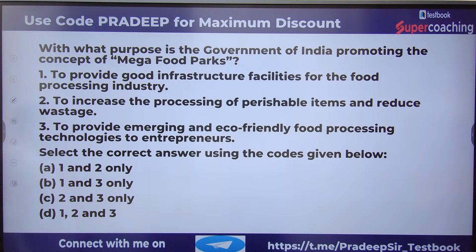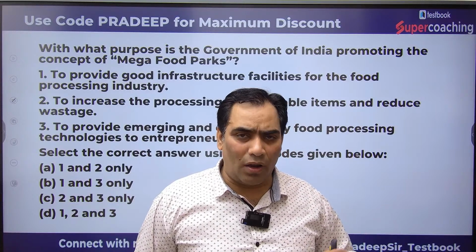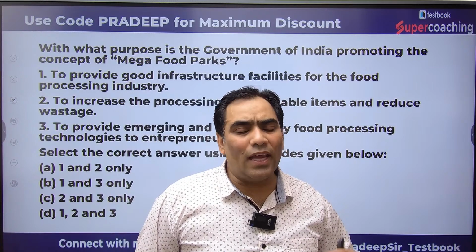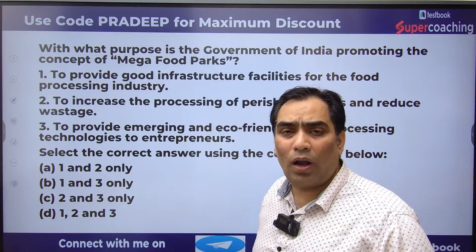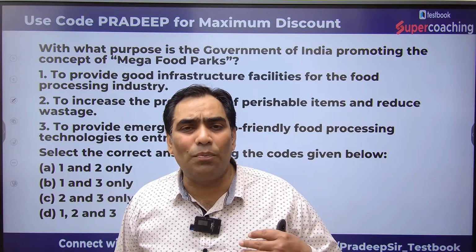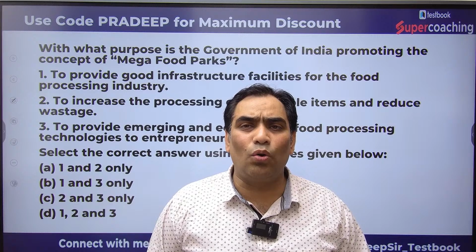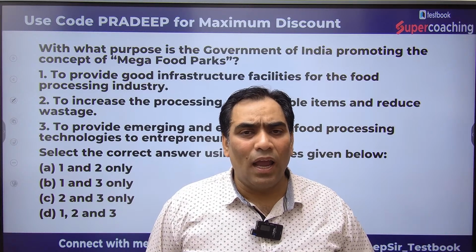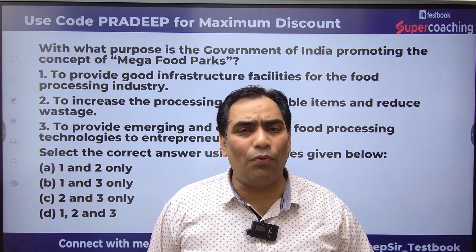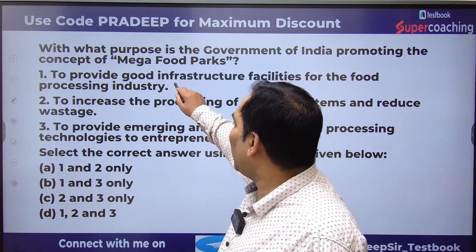Mega food park. In order to increase food processing activity, because it is considered to be a sunrise industry, which means an industry with great potential in regard to employment as well as export potential, the government of India has come up with the initiative known as mega food parks. Under the mega food parks, there is going to be big infrastructure development at a particular place, and because of that, it will be instrumental in increasing the activity of food processing. So it provides good infrastructure facility for food processing. That's why this statement is correct.